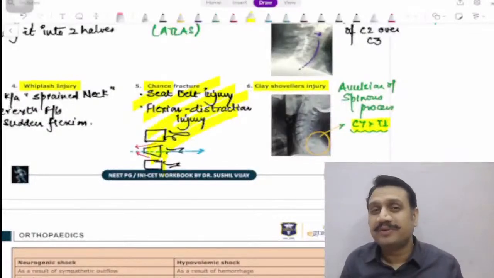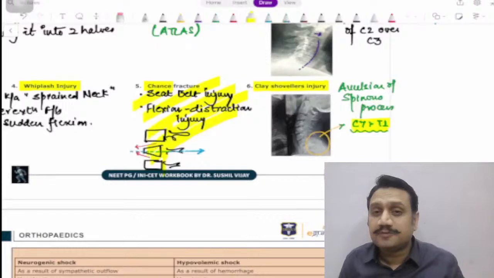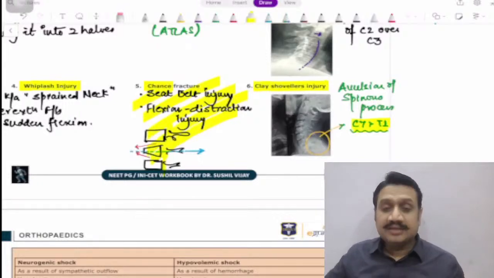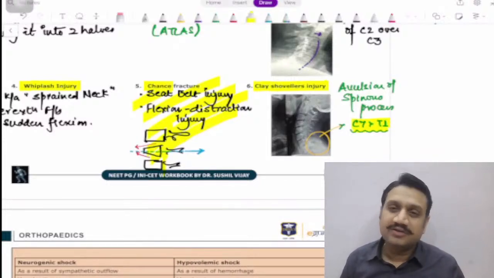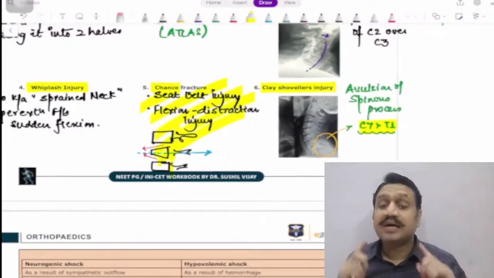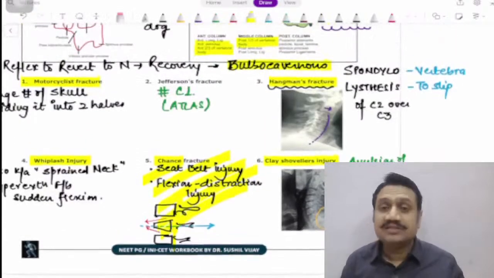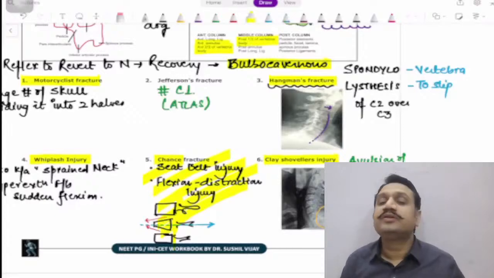And which spinous process should be avulsed? Usually the longest one. So this is the avulsion of the spinous process. These are some of the injuries you have in the vertebrae. Chance is the flexion distraction, usually a dorsal spine injury. Clay-Shoveler, avulsion of the spinous process. Then whiplash, again neck, the sprained neck, Hangman's spondylolisthesis, and Jefferson C1 fracture. These are all the injuries of the spine.